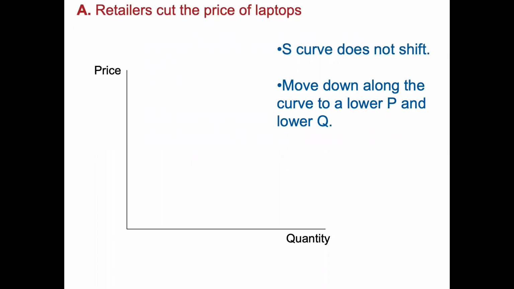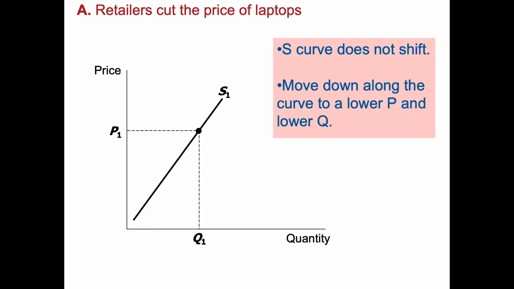A, if retailers cut the price of laptops, the supply curve does not shift. Why? Because it is a change in the price. Remember, things that shift the supply curve are non-price factors. What will happen is that there will be a movement down the curve to a lower price and a lower quantity supplied.